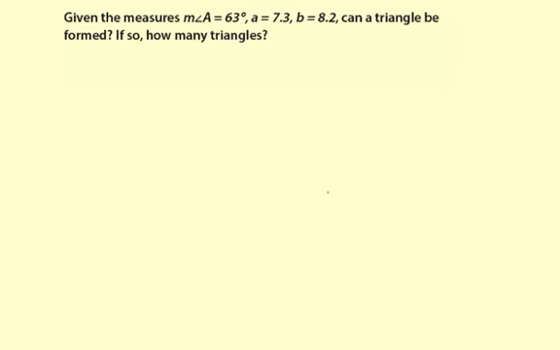Given the measures, measure of angle A equals 63 degrees, side a is 7.3, side b is 8.2. Can a triangle be formed? If so, how many triangles? Start off by drawing a sketch.